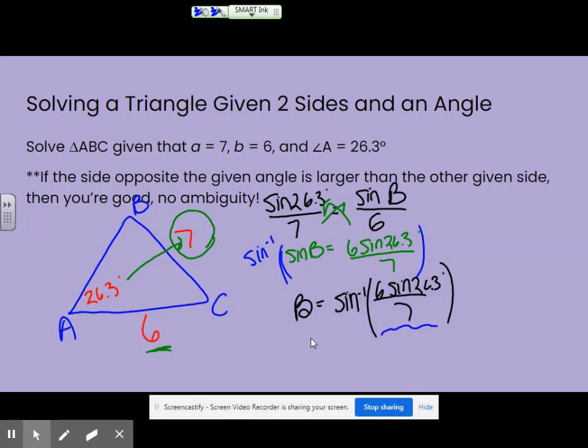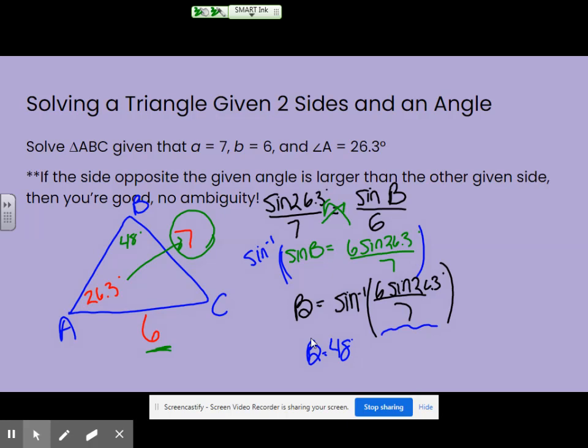So what do we get from there? We get that our angle B is 48 degrees. All right. So we know B is 48 degrees. That tells me I can figure out C by subtracting 48 and 26.3 from 180.